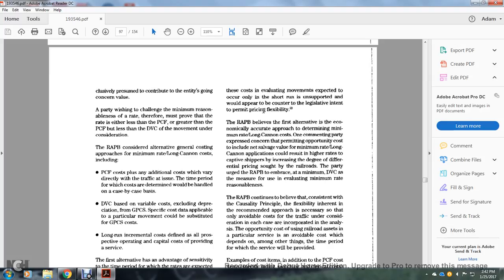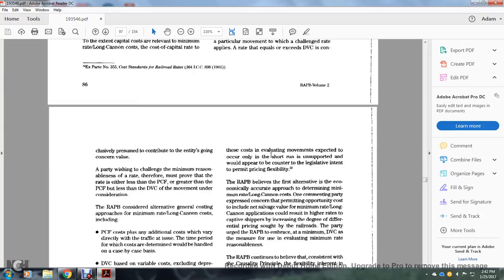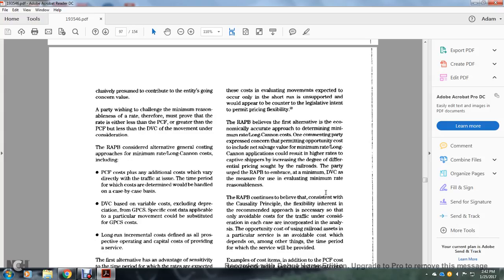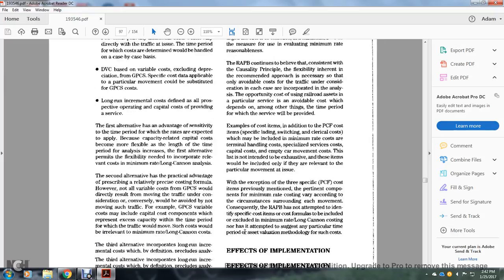The Railroad Accounting Principles Board believed the first alternative was the economically most accurate approach to determining the minimum long-term canon. One commenting party expressed concern that including the net salvage value in operating costs for minimum long-term canon applications can result in higher rates, perhaps increasing the degree of differential pricing sought by the shipper with the railroad. The railroad urged the Board to use the direct variable costs as the measure of evaluating minimum rate reasonableness. The Board believed that, consistent with the causality principle, the flexibility inherent in the recommended approach is necessary for the unavoidable cost of the traffic under consideration. Each of the costs incorporated in the analysis of the operating costs of using the railroad assets for particular services is unavoidable, but it depends, among other things, on the time period for which the service is provided.